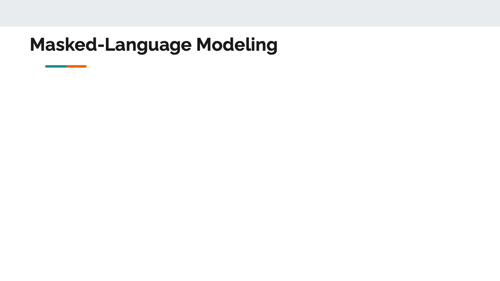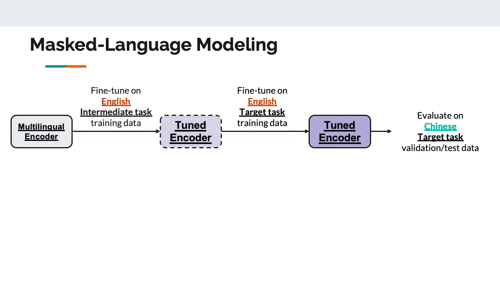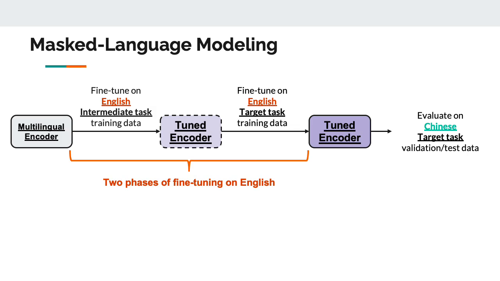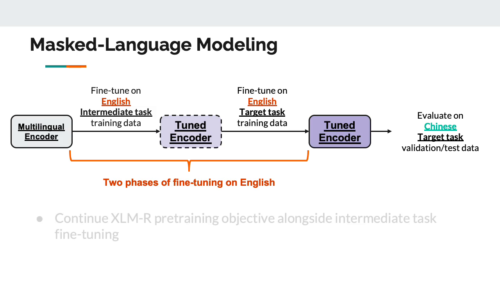But there is something potentially concerning about our experimental setup so far. If you recall our full experimental pipeline with intermediate and target task training, you will notice that there are 2 phases of fine-tuning on English data in between the multilingual pre-training and evaluation on potentially non-English data. One might reasonably be concerned about catastrophic forgetting of our multilingual knowledge from pre-training. So one potential solution to this is that we continue the XLM-R pre-training objective alongside our intermediate task fine-tuning. Concretely, this means that we are going to do intermediate task fine-tuning multitasked with masked language modeling on a multilingual corpus.